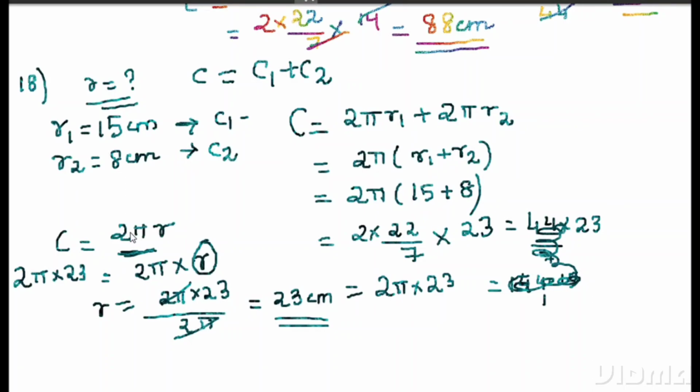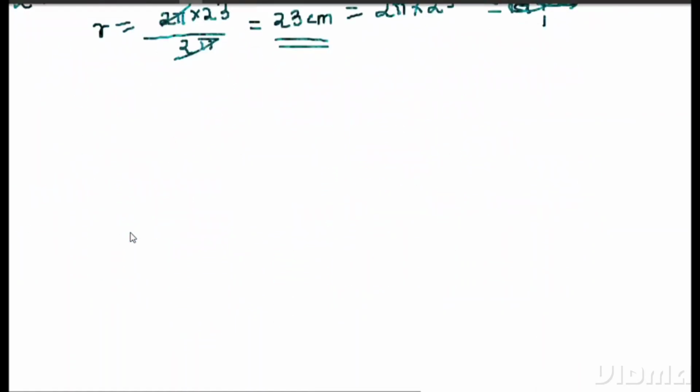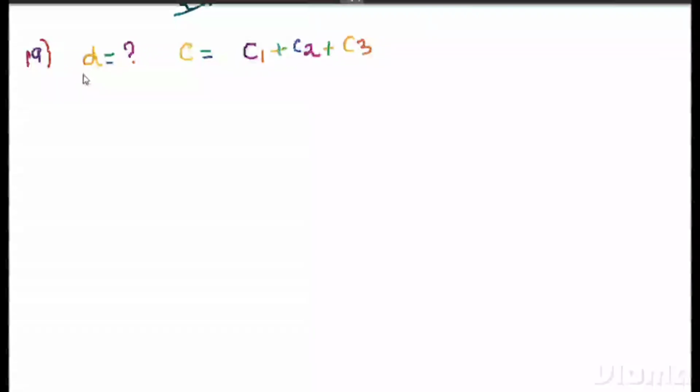So this was the 18th question. Now let's move on to the 19th question. The 19th question says: the diameter of a circle whose circumference, okay, this is also very similar. You have to find the diameter of the circle whose circumference is equal to the sum of the circumferences of 3 circles, C1, C2 and C3, where R1 is given as 10 centimeter, R2 is given as 12 centimeter, R3 is given as 8 centimeter.